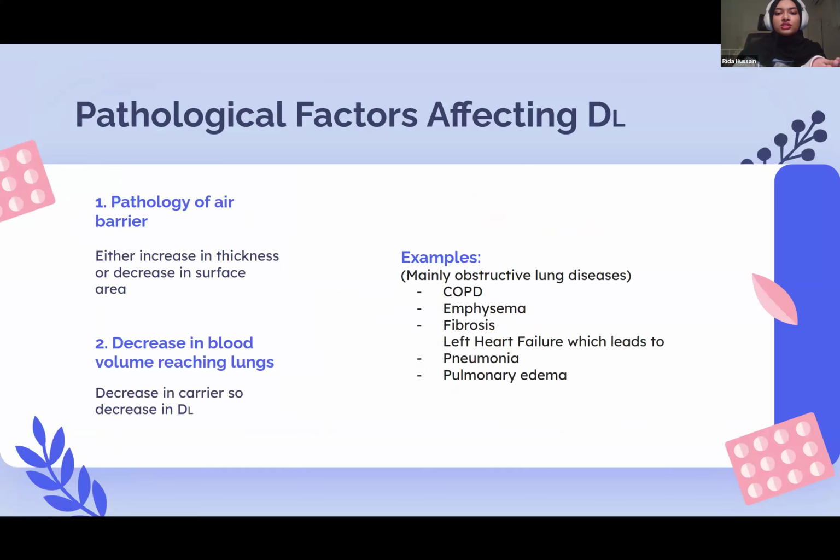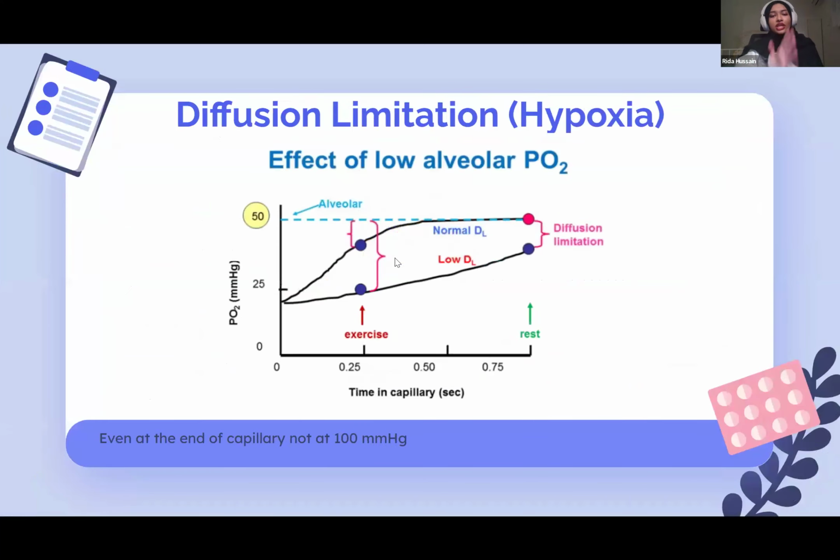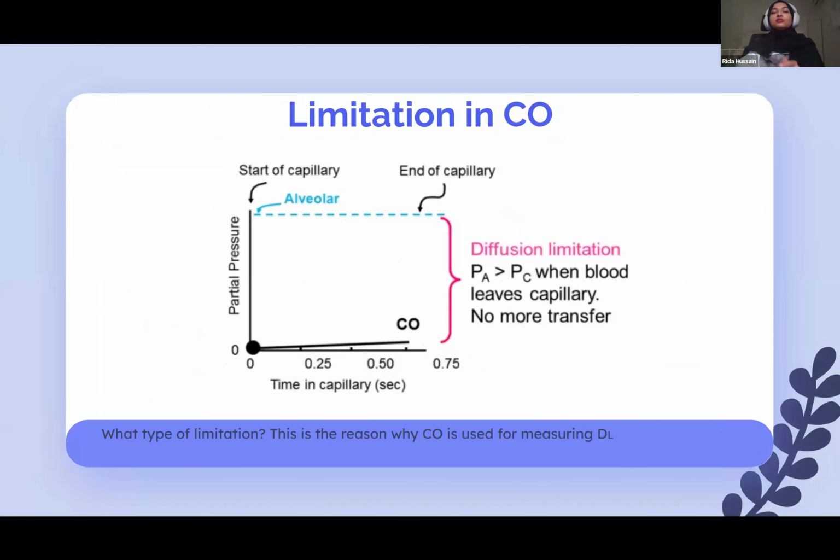So let's go back to the equation again. As I said over here, if delta P isn't even there, there will be very little diffusion of the gas. So even though the gas is present and the carriers are also present, there is less diffusion solely because of the pressure difference. But this is basically diffusion limitation. So I would like to reiterate that whatever is on the vertical axis will be diffusion limitation, whereas the straight line on the horizontal axis will be perfusion limitation.